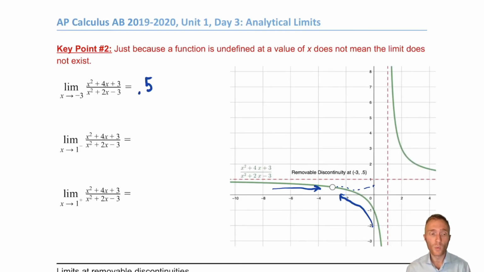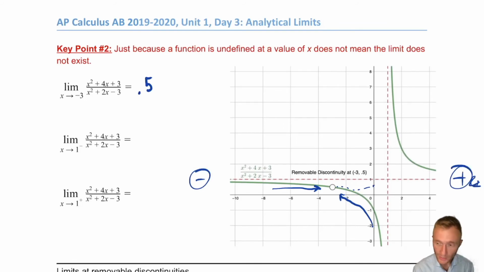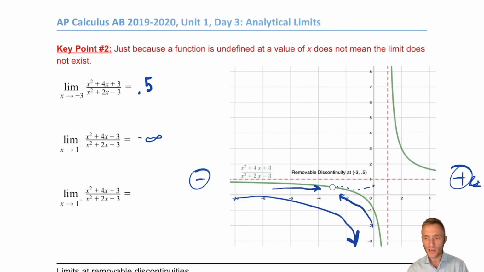Next, the limit as x approaches 1 from the left. I always make a little note to myself, from the left and from the right. As we approach 1 from the left, well, we're going down towards negative infinity. We learned that this is negative infinity. Depending on your textbook, you can also call that does not exist. Versus if we approach 1 from the right, we're coming from the right-hand side, we're going up to positive infinity.